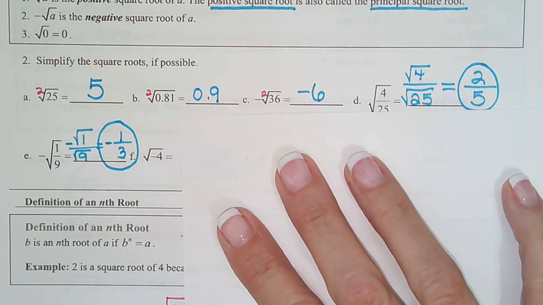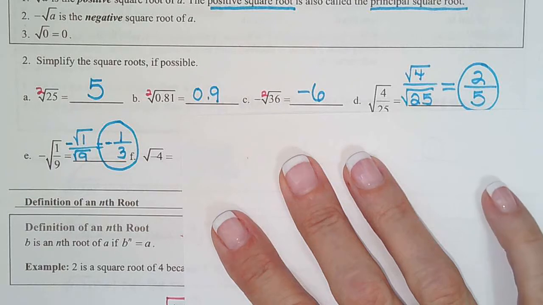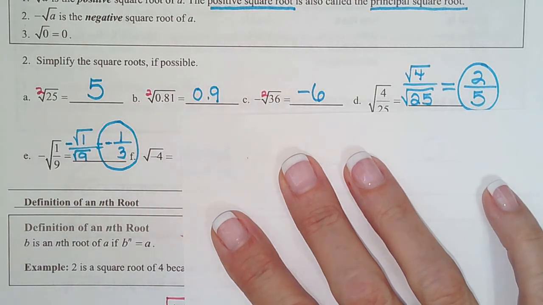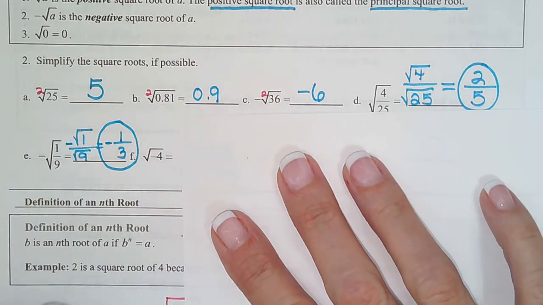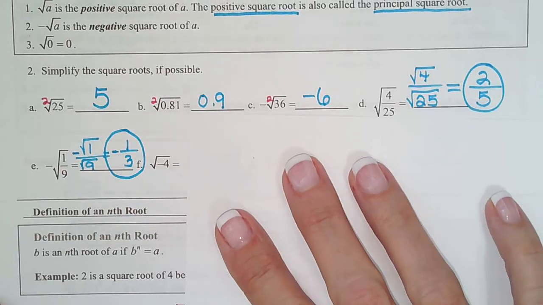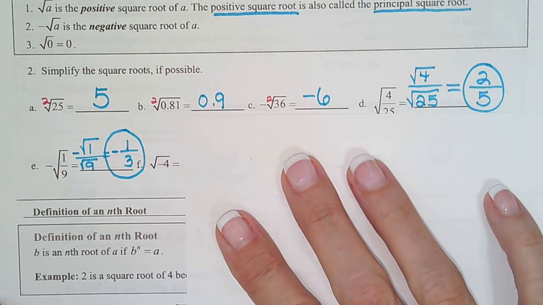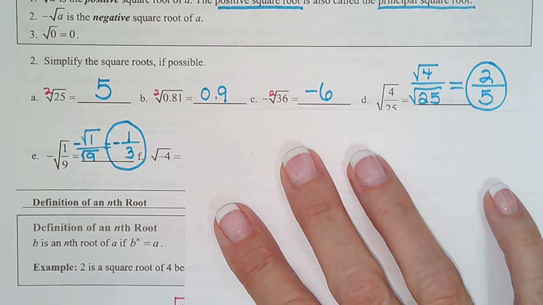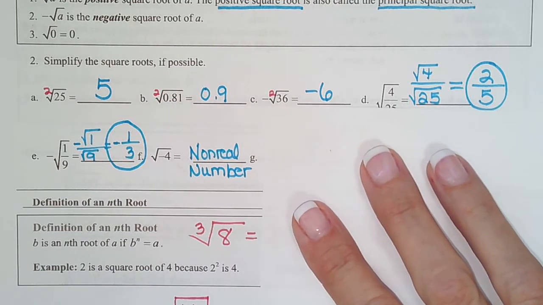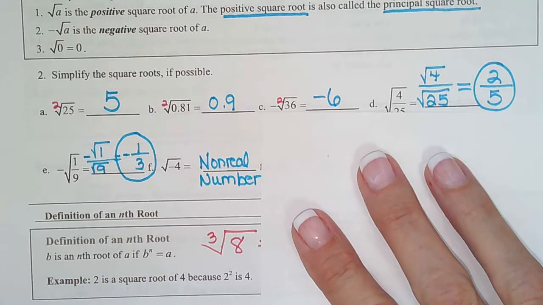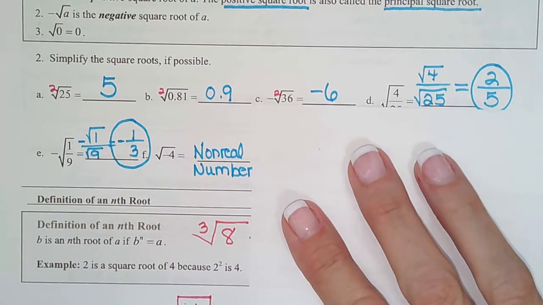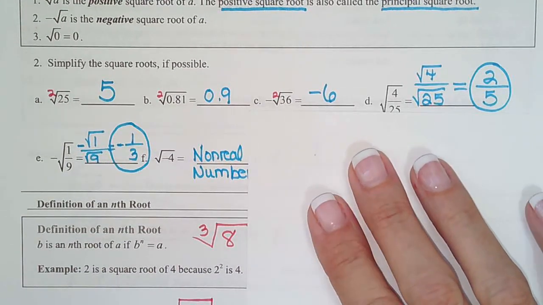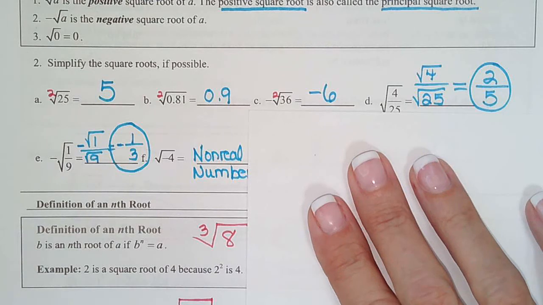Square root of negative 4. So what number times itself gives me negative 4? No real number, because negative 2 times negative 2 is positive 4. So I hope you wrote non-real number for that, because we cannot take the square root of a negative number, not with the real number system.